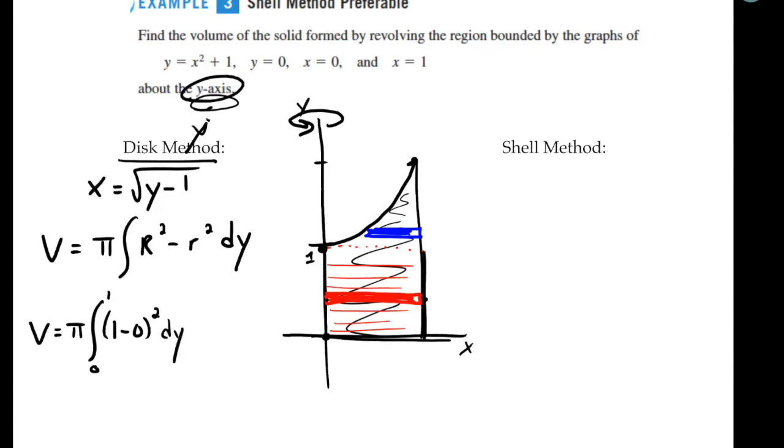And then I want to add that on to pi from 1 to 2, right? And now I have big R, which is 1 minus 0 axis of revolution squared, minus little r, right? And little r is now my function to the axis of revolution, which is 0. So y minus 1 squared dy.